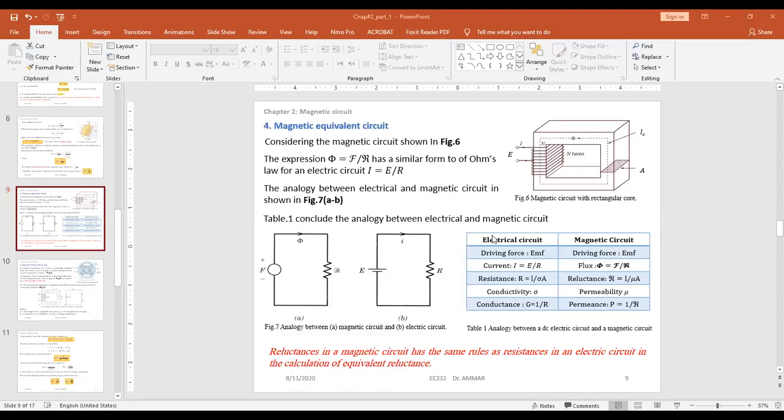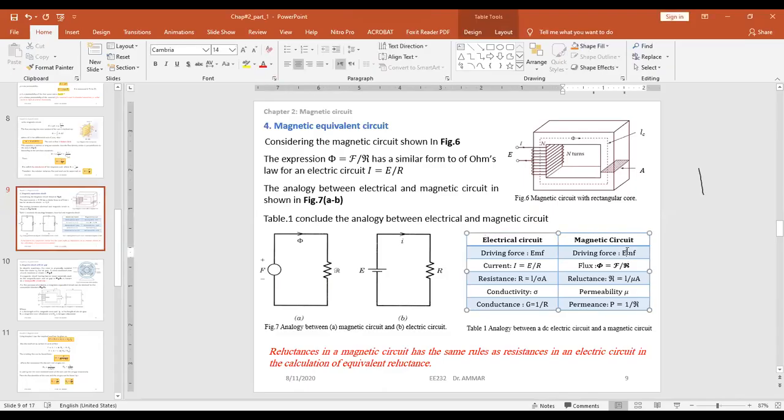The MMF is the driving force in the magnetic circuit, it's the MMF F, and in the electric circuit of course it's the voltage. Yes, maybe I confused you. Okay, in the table there is a mistake. Yes, sorry, there is a mistake. I told you yesterday and it was not corrected. Okay, sorry. MMF, okay. There is a mistake. Thank you.